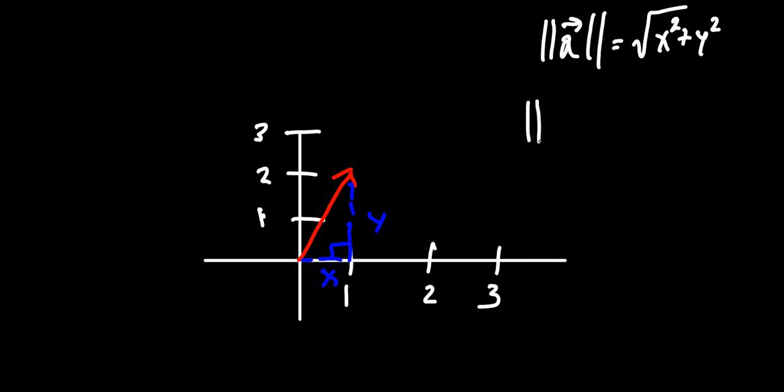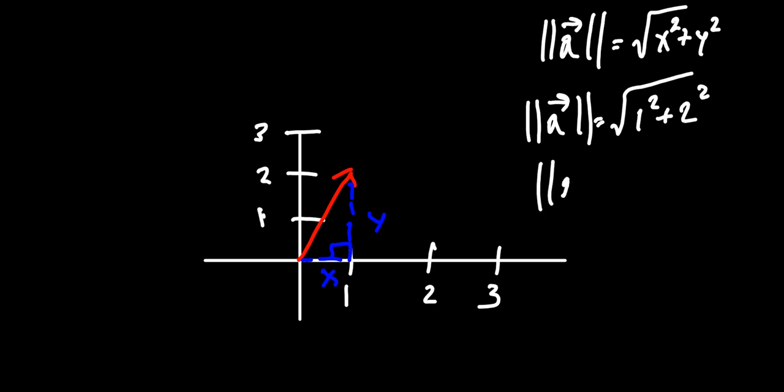the magnitude of A is equal to the square root of our x is 1, so 1 squared, plus our y component's 2, so 2 squared. So in this case, the magnitude of A is going to equal the square root of 5, which is 4 plus 1. So that means that this vector is root 5 units long.